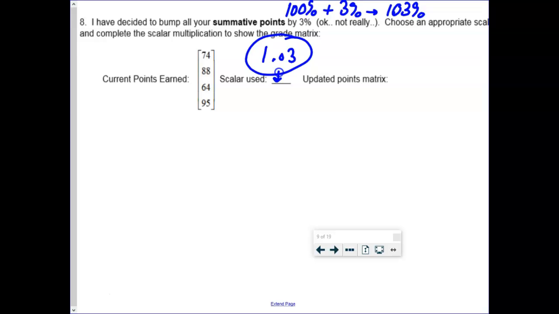Like we do this at Kohl's all the time, you know, something's 20% off. I don't take 20% of that number and then subtract it. I multiply it by 0.8 because I'm really keeping 80% of it. Okay? So keep that in mind.